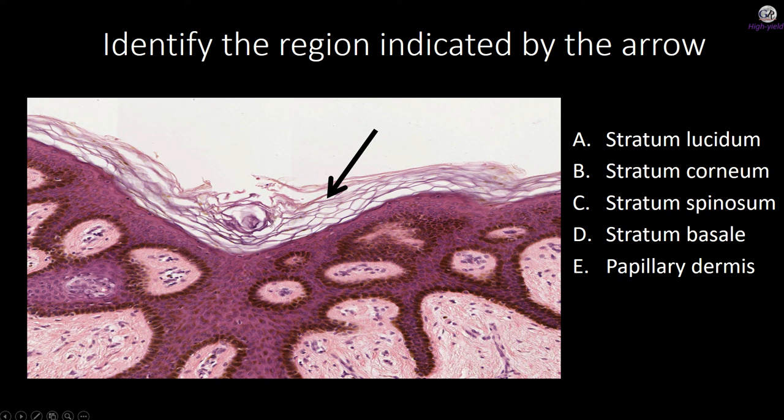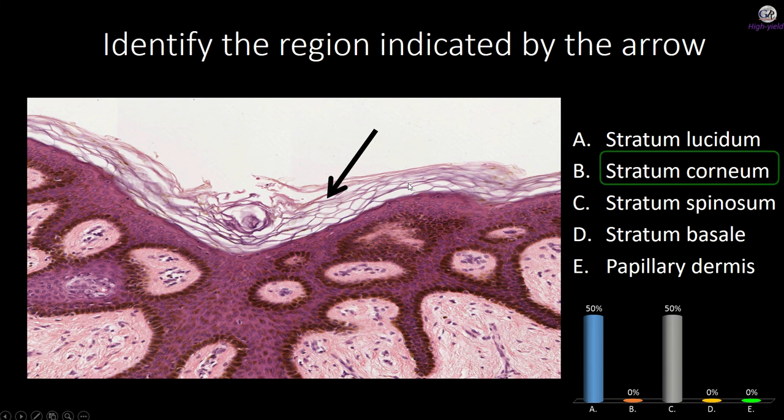And here you have the cornified keratinocytes. So these are the keratinized part of the epithelium, and so this would be the stratum corneum. Okay, looks like other people put spinosum last time, but I don't know why.